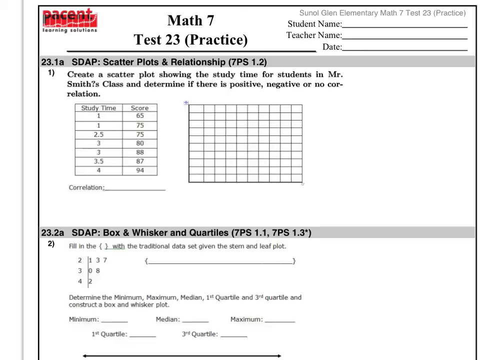Okay, 7th graders, this is your practice test for week 23. You need to make sure that you're taking notes onto your practice test paper so that you can turn it in tomorrow for points. All right, so let's take a look at number 1.